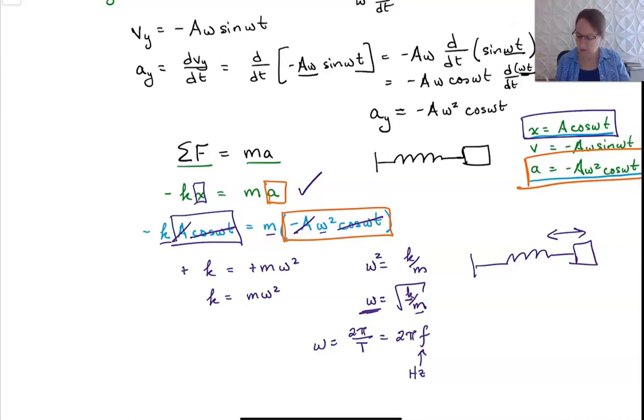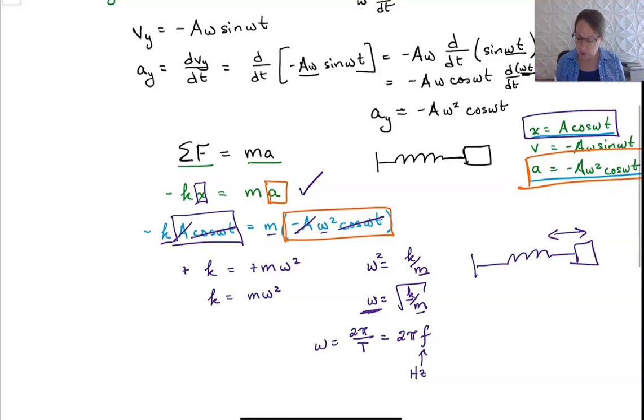And so if you have a higher spring constant, that makes sense because it draws the mass back. And if you have a smaller mass, then that gives you a higher frequency as well, which makes sense because it's easier for the spring to rebound.